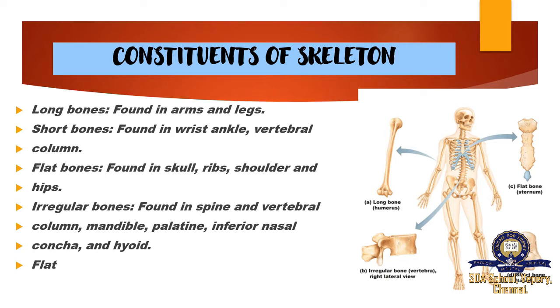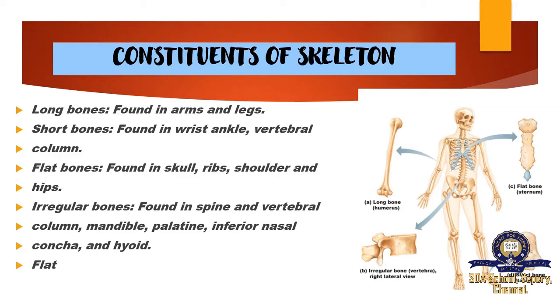Flat bones. See in this picture of a flat bone, it is found in the skull. Skull we have present in our head. Ribs are present. They protect our heart and lungs. Shoulder and hips. So these are the places where we have flat bones present in our body.